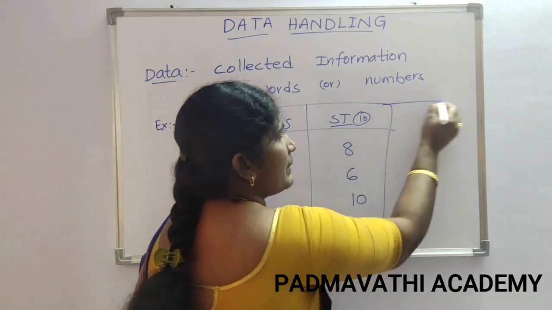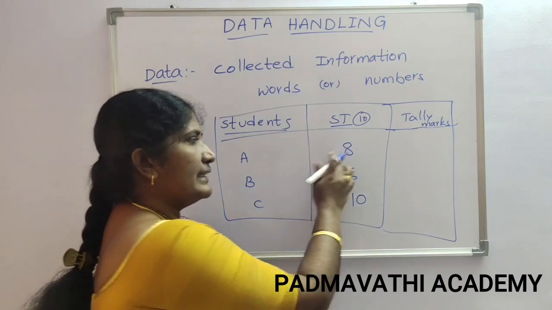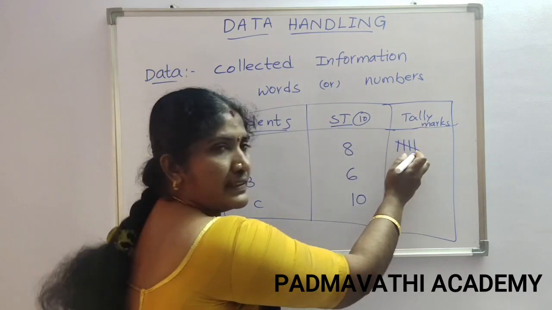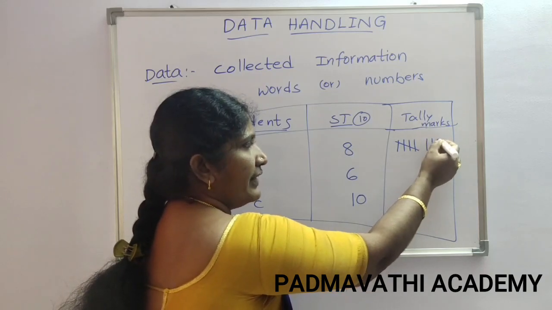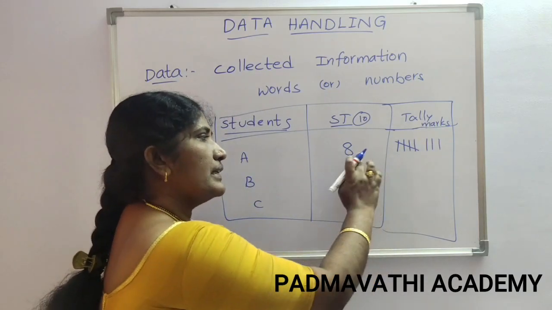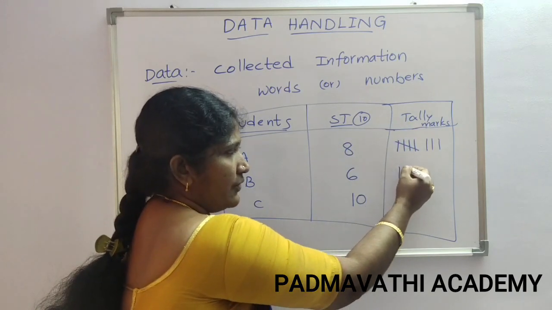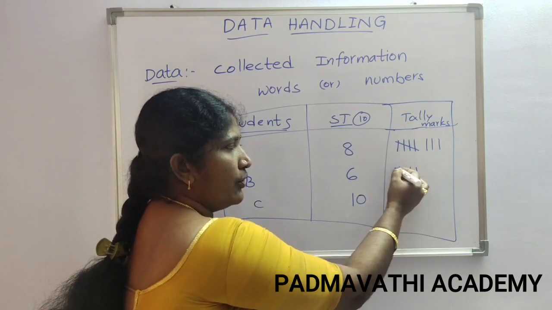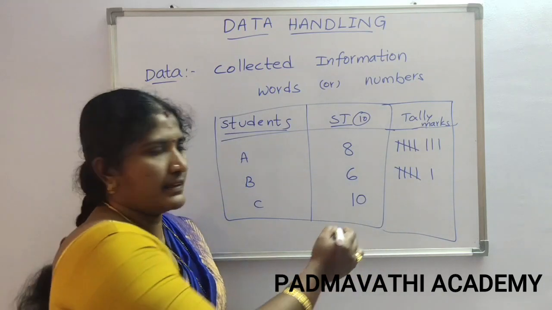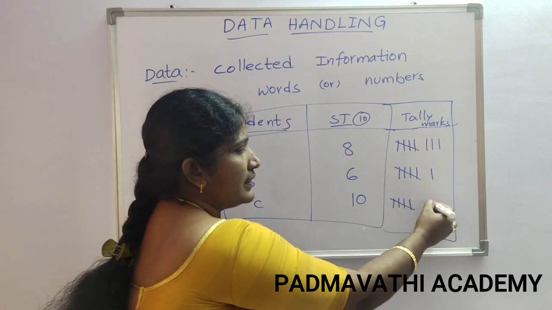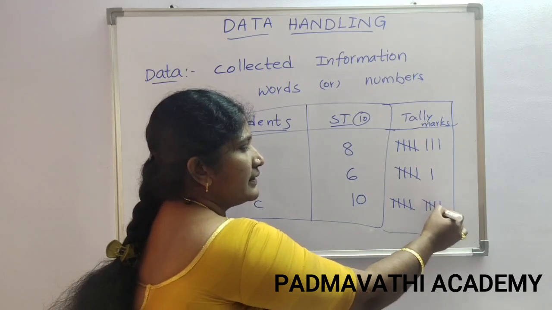How to write tally marks? Tally marks for 8: see, 1, 2, 3, 4, this is the fifth one, 6, 7, 8. This is the representation of 8 by using tally marks. Next, 6: 1, 2, 3, 4, 5 and 6. Then 10: 1, 2, 3, 4, 5, 6, 7, 8, 9, 10.